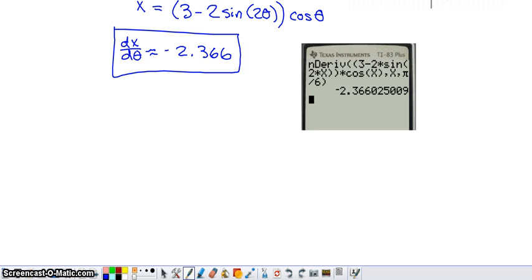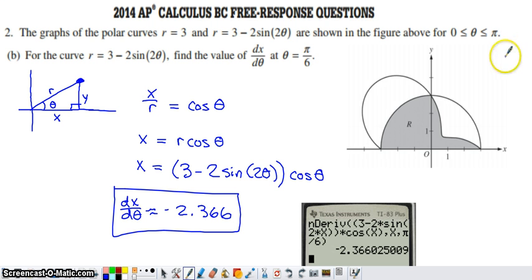When we move on to part B, it's asking us, for the curve 3 minus 2 sine of 2 theta, to find the value of dx d theta at the theta value of pi by 6.